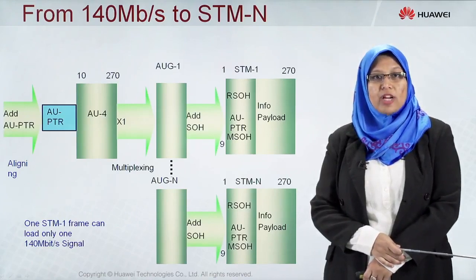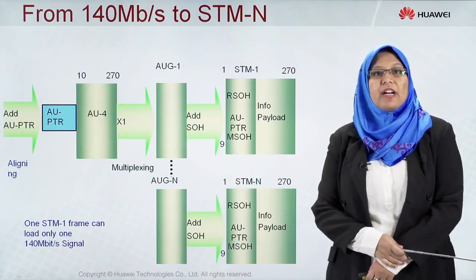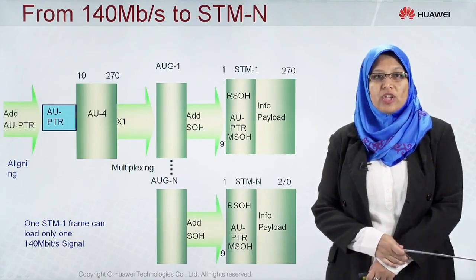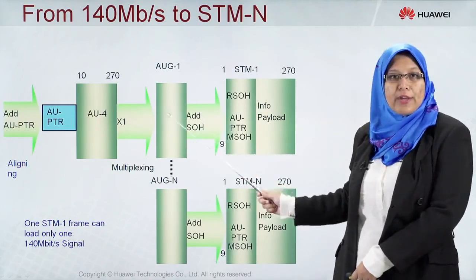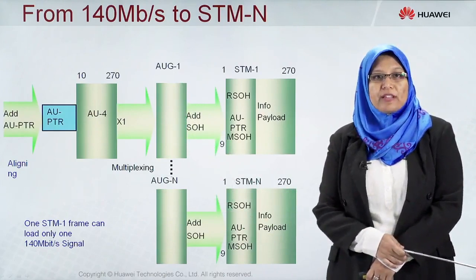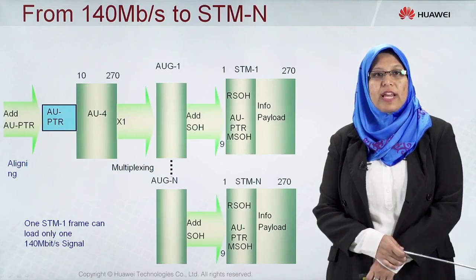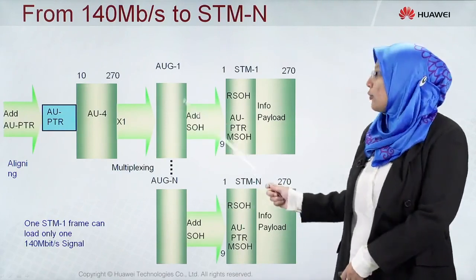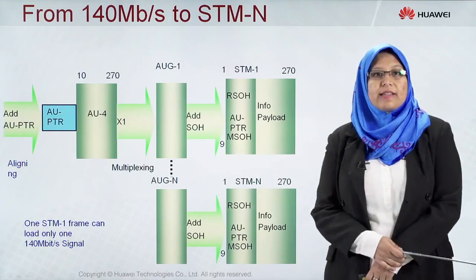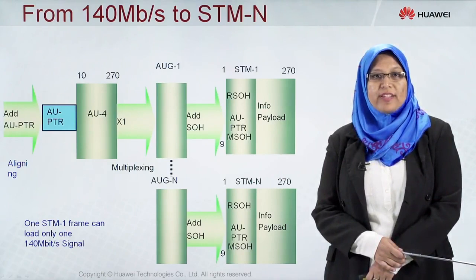VC4 into another information structure, which is the AU4 or administrative unit AU4. The function of AUPTR is to indicate the location of the higher order VC within the STM frame. From the AU4 to AUG, one or more AUs with fixed location within the STM frame form an AUG. The location of the first byte of the VC4 with respect to the AU4 pointer is given by the pointer value. From AUG to STM-1, as we can see, this is the last step, to add corresponding SOH to AU4 to form the STM-1 signals.